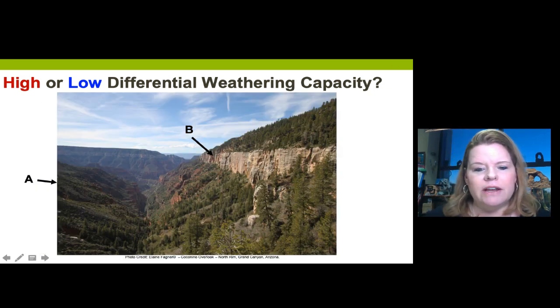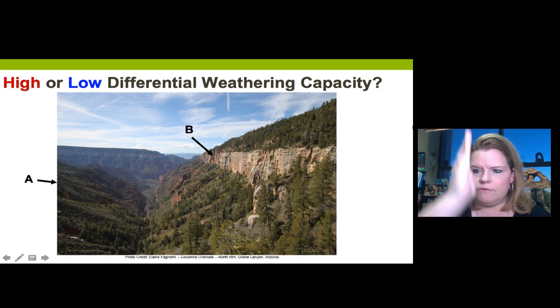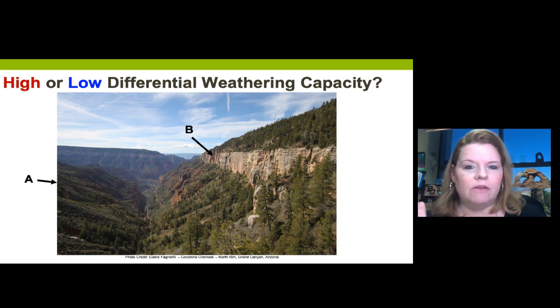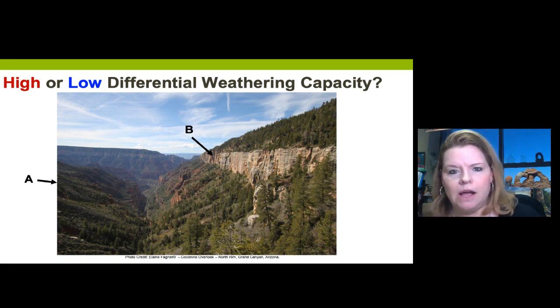So this is in the Grand Canyon. These are the slopes of the walls of the Grand Canyon. So it's these slopes right here, really. It's the same rock material. And then you get the Coconino sandstone right here. So you got that canyon wall going straight up and down, vertical stop. That means it's very durable. So would that have a low or high differential weathering capacity?